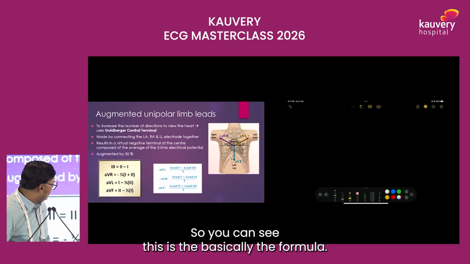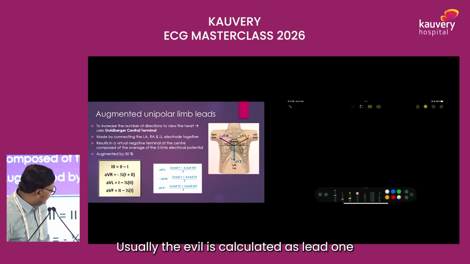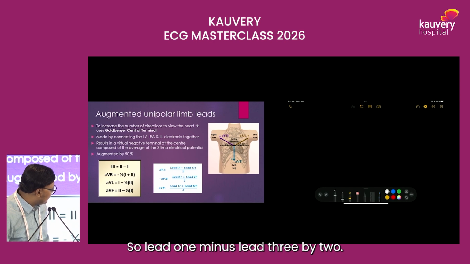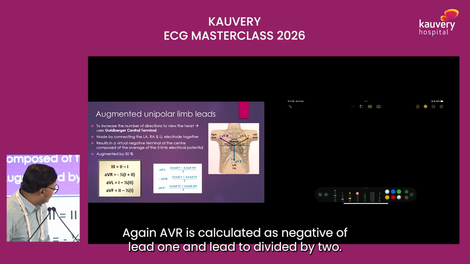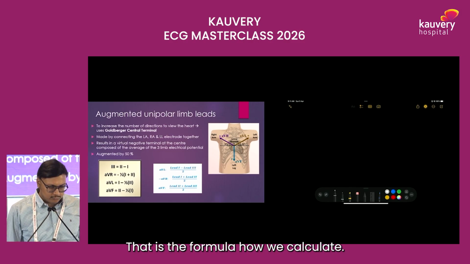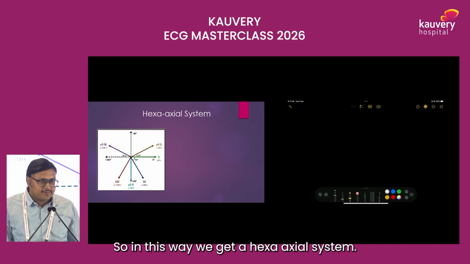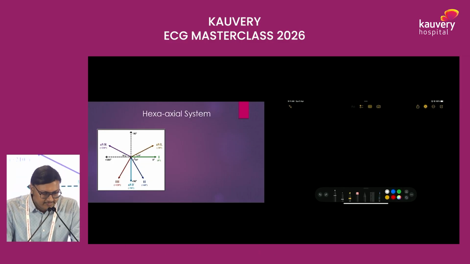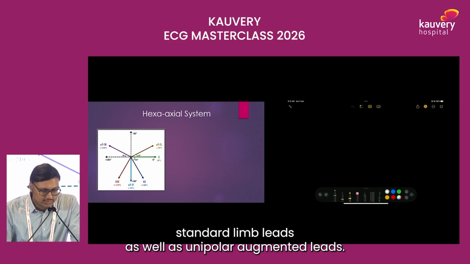So you can see this is basically the formula. Usually AVL is calculated as lead 1 minus lead 3, because the polarity changes here. So lead 1 minus lead 3 by 2. Again, AVR is calculated as negative of lead 1 plus lead 2 divided by 2, and AVF is calculated as lead 2 plus lead 3 divided by 2. That is the formula by which we calculate. In this way we get a hexaaxial system. So you see here that we have got 6 leads, standard limb leads as well as unipolar augmented leads.